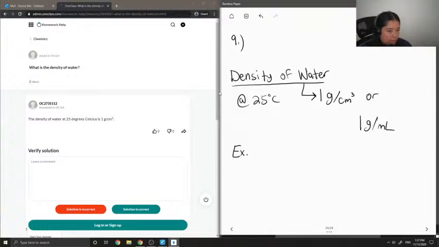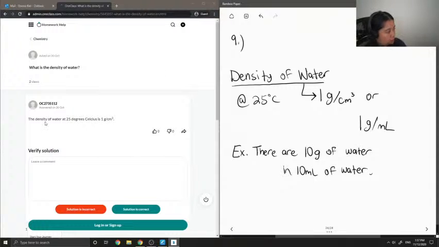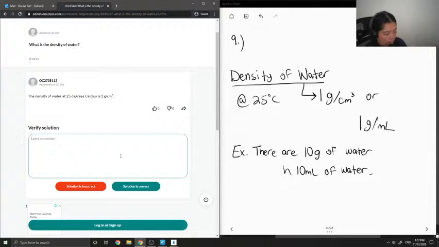So basically, however many mils you have of water is how many grams there are. So for example, there are 10 grams of water and 10 mils of water. It's pretty easy conversion. Okay, so our junior said the density of water at 25 degrees is 1 gram per centimeter cubed. Okay, so this solution is correct.